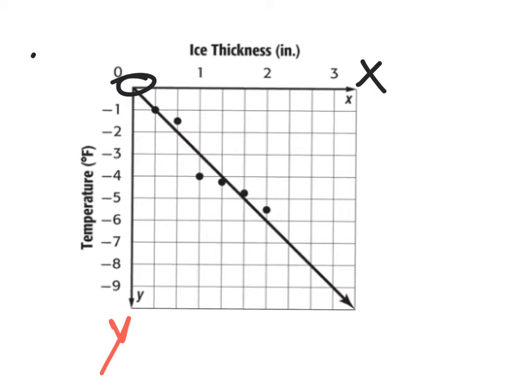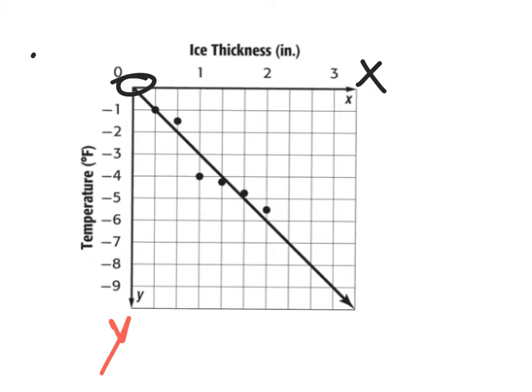So if we were to think of this as an entire graph, this is how it would look if I drew out the rest. Okay, well that was a bad drawing. This is how it would look if I drew out the rest. Okay, they've just given me quadrant 4.